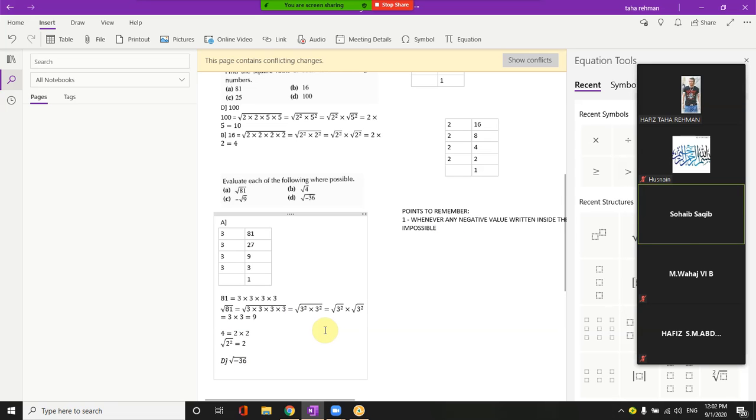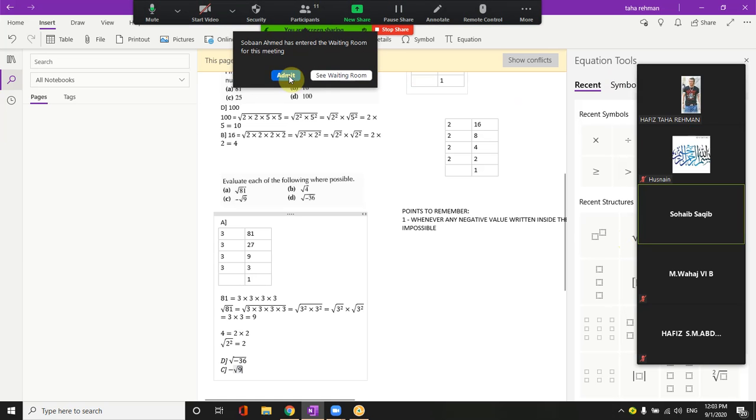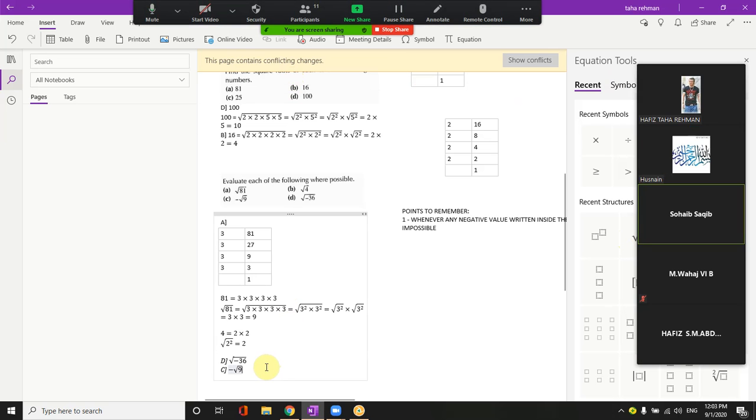We have a part that is part C, and in part C we have a value that is minus under root 9. Now you can see the negative sign is written outside the square root, so we can find its prime factors easily. So what are the prime factors of 9? Hurry up. What are the prime factors of 9? 3, 3, 3. Very good. So we can write it like this.